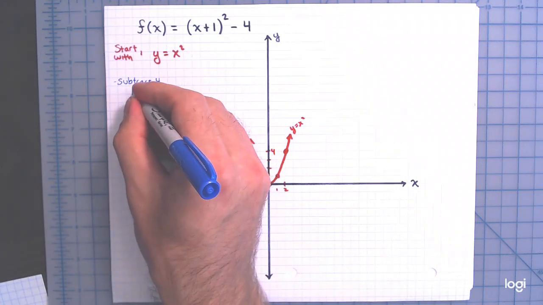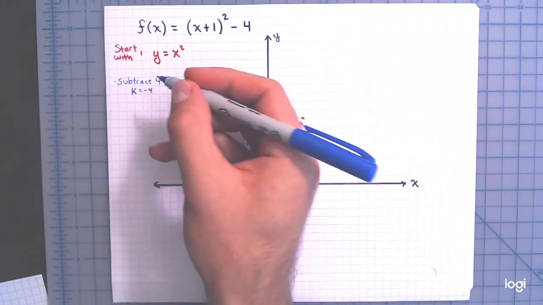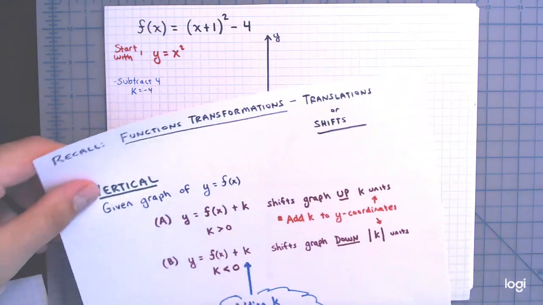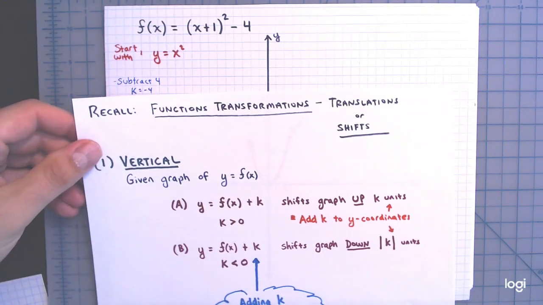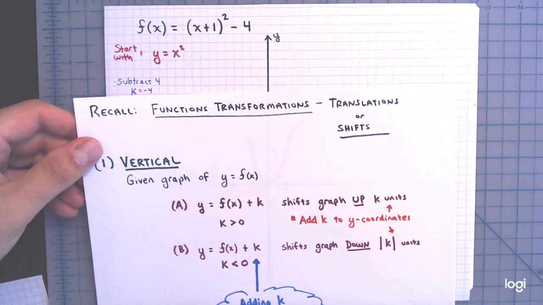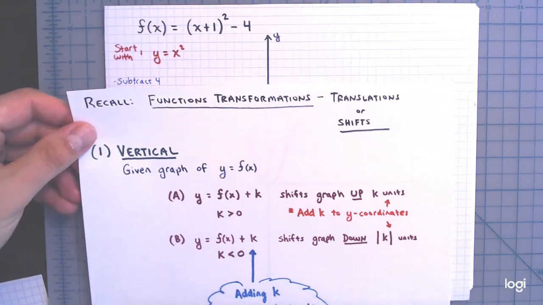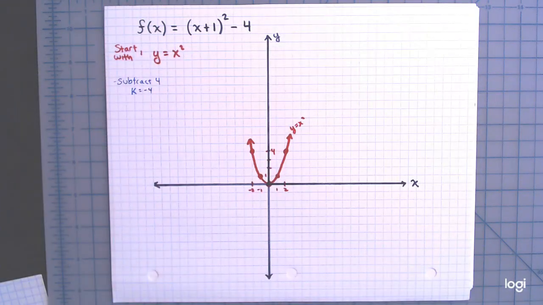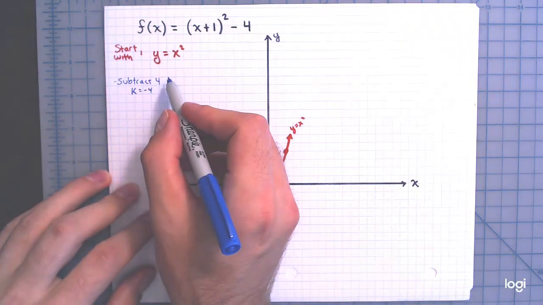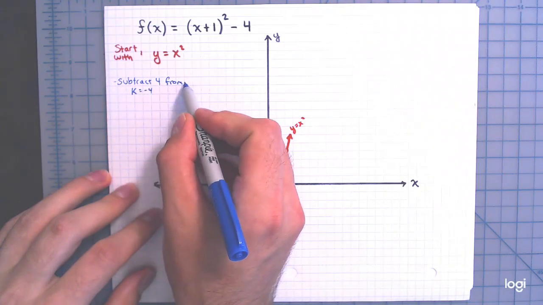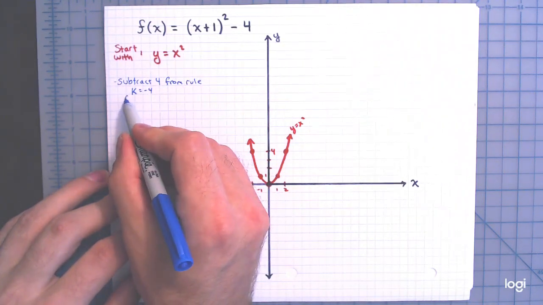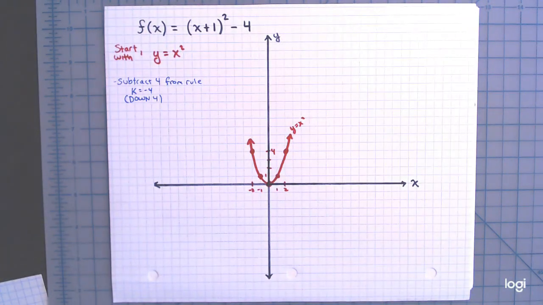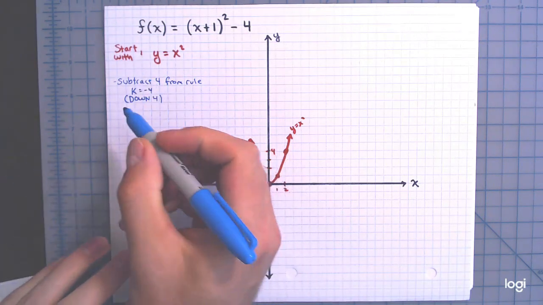So the value of that k on the first page would be negative 4. Again, remember the first page is talking about verticals. If I add a k to a rule, so here k is a negative number. The k is negative 4. So subtract 4 from the rule, x squared, k is negative 4. That's going to move the graph down 4 units. So I'm doing my vertical transformation first.